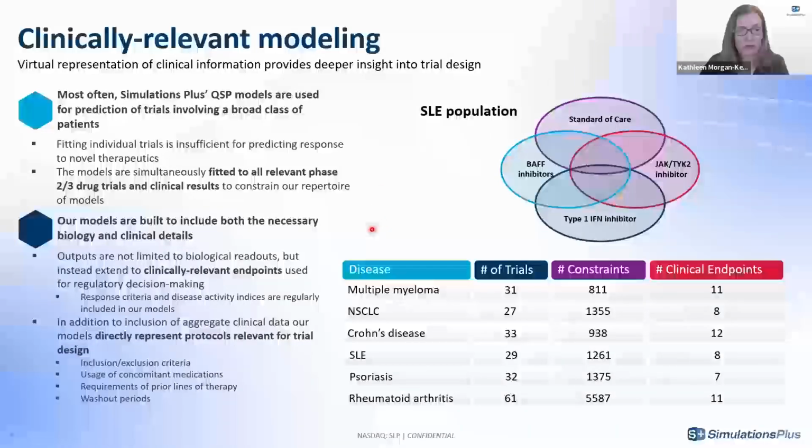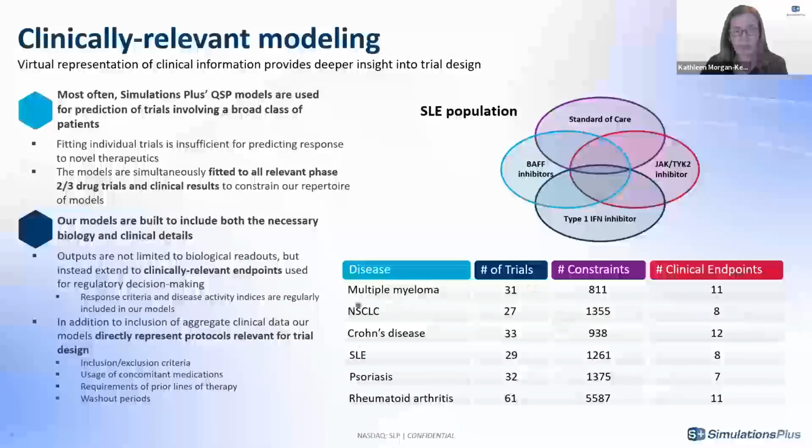Our models are also built to include the necessary biology and clinically relevant details. Our outputs are not limited to biological readouts, but also extend to clinically relevant endpoints used for regulatory decision-making. This includes response criteria, as well as disease activity indices that are regularly included in our models. In addition to the inclusion of aggregate clinical data, our models are designed to represent protocols for relevant clinical trial design. This includes inclusion, exclusion criteria, use of concomitant medications, requirements for prior lines of therapy, as well as washout periods.